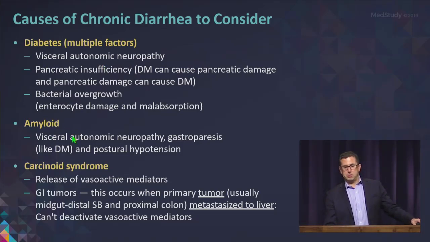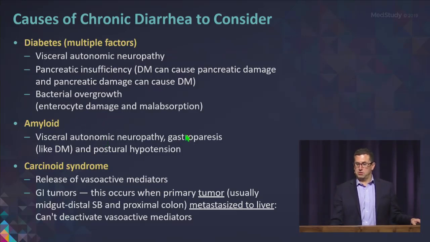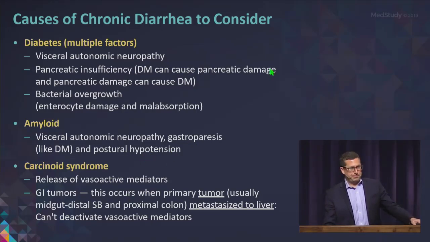Amyloid, similar to diabetes, could be associated with visceral autonomic neuropathy, again, changing the way the bowel is innervated, which could lead to diarrhea. Keep in mind, though, that amyloid could also be associated with other entities, including gastroparesis and postural hypotension. Carcinoid syndrome, talked a little bit about gastrocarcinoids previously. If the carcinoid metastasizes to the liver, it could release vasoactive mediators into the bloodstream, and that could lead to diarrhea and a variety of other symptoms because these vasoactive mediators can't be deactivated. So carcinoid syndrome is associated with diarrhea, again, when the tumor metastasizes to the liver.